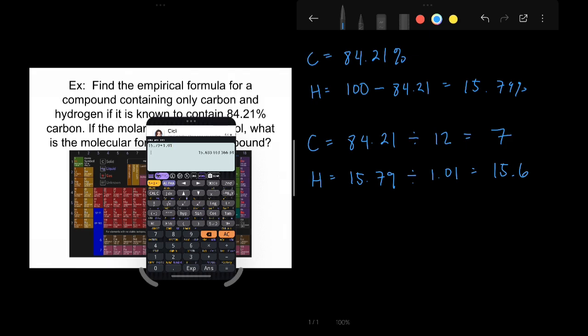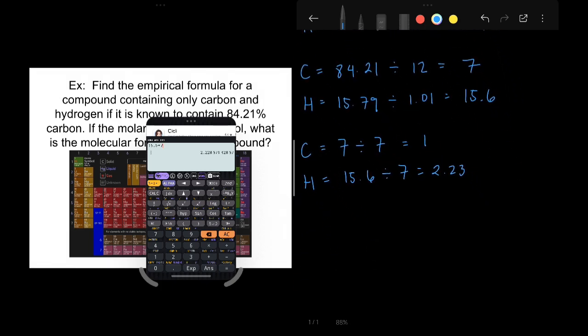So now we're going to analyze again our solution here. We'll be looking for the lowest value. Since we got 7 here, we write here carbon, 7 divided by 7, and then hydrogen will be 15.6 divided by 7. So for carbon we got already 1, and then for hydrogen will be 2.23.